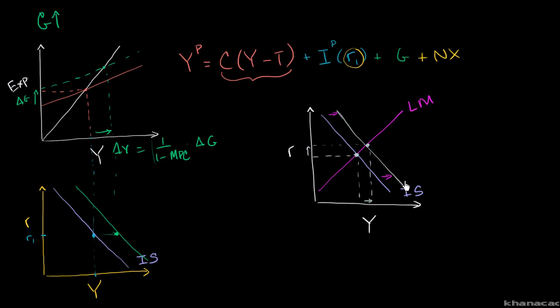Well, remember, the LM curve is driven by people's liquidity preferences at different levels of GDP. How much do they want to hold money, and how much would you have to pay them in terms of interest for them to part with it, or how much interest are they willing to pay to get access to money at different levels of GDP? So that's not really impacted by government spending.